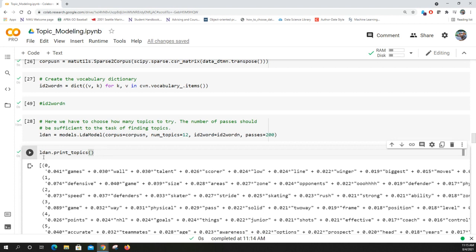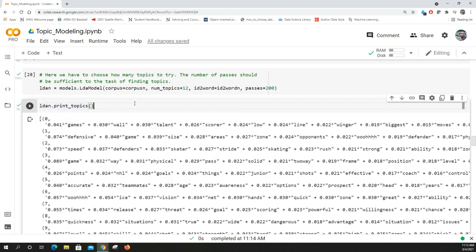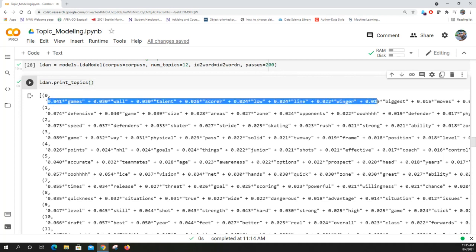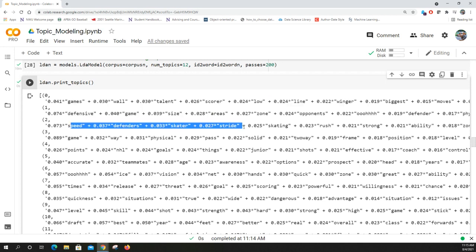The topics, we can take a look at what are the top words per topic using this print topics function. And what do we see here? Well, this first line up here is the first topic, second topic, and so on. And some of these seem to really make sense. Look at number 2, for instance. We see speed, skater, stride, skating, rush. Obviously, this topic is about skating. These words all fit together really well.